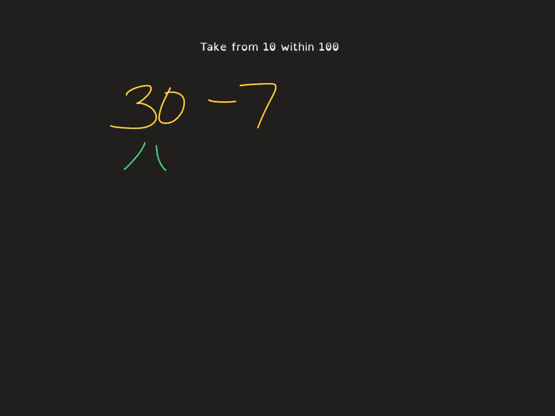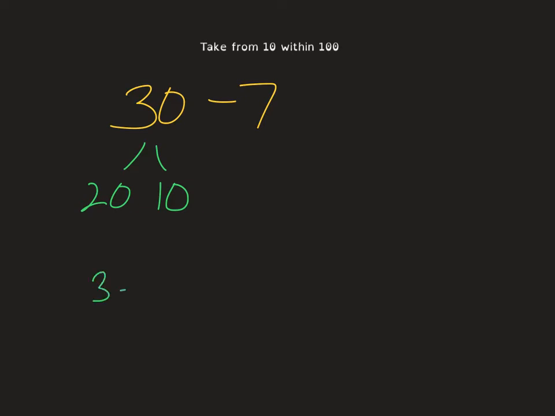The first thing we did was we number bonded 30 and we took out 10 because we wanted a friendly number, our 10, to make subtracting 7 easier. But we can't just leave it at 10. We have to think about what else is left inside of the 30 after we pull the 10 out. What's that? 20? 20 is right. We can see it here.